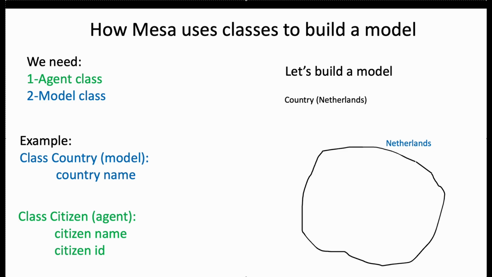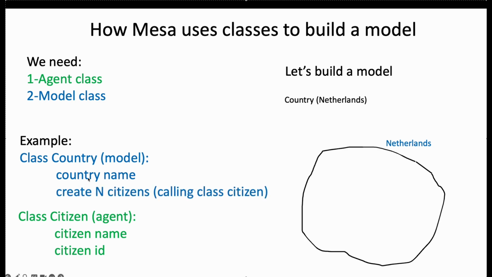Now, because we know that the agents, or in this case citizens, will be located inside the country, we need to initialize them. So we need to initialize the citizens inside the country class. Initialization is the technical word for creating or starting something. This is how we can create the citizens.